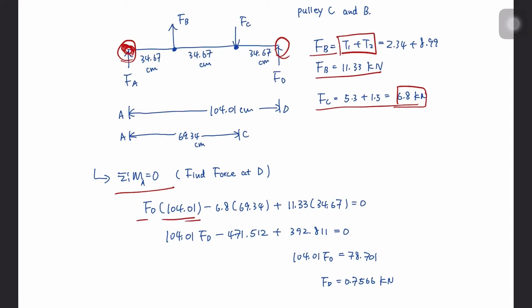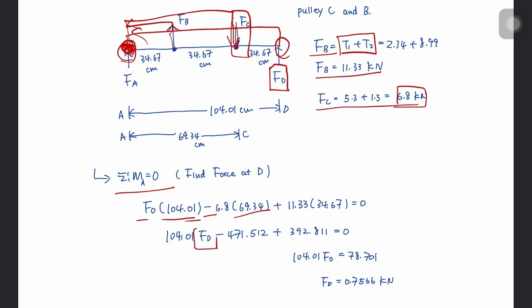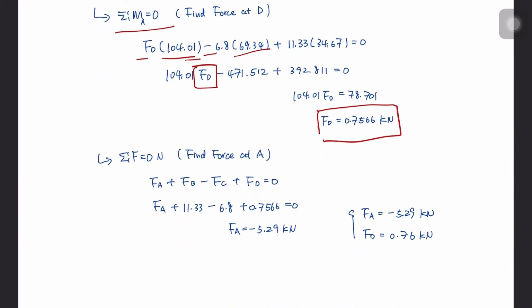So taking moment at A, it is 0. We just need to use the force at D, for example, times the distance between D and A. And then minus the force at C, because force C is pointing down, times the distance between C and A, which is 69.34, and then plus force B, because it is pointing up, times the distance between B and A. The only variable in this case is the force at D, so we can solve for FD, which is 0.7566 kilonewtons.